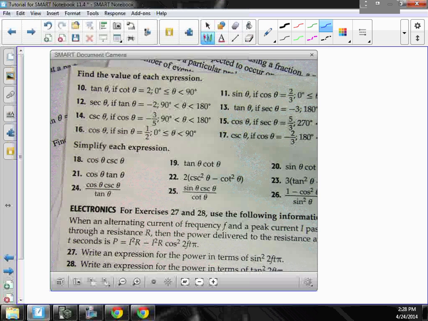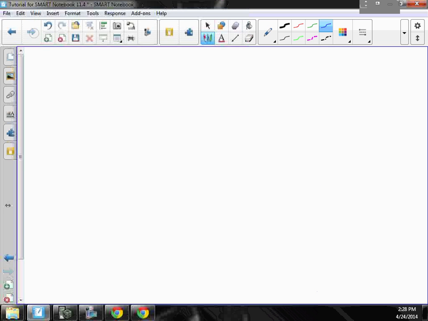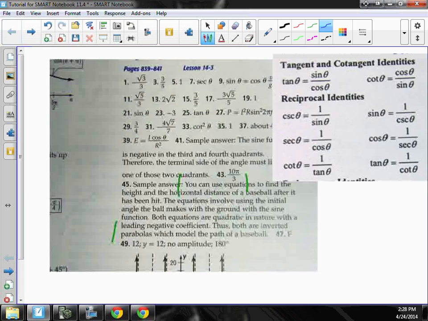So look at your formulas. Oh, hopefully I saved it. There we go.